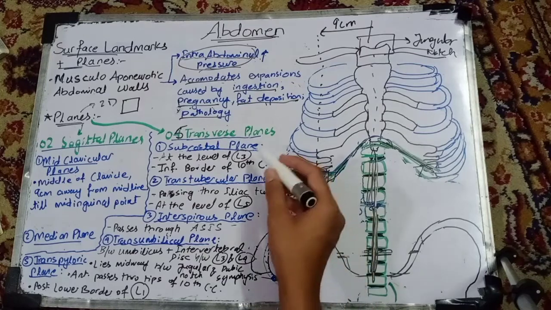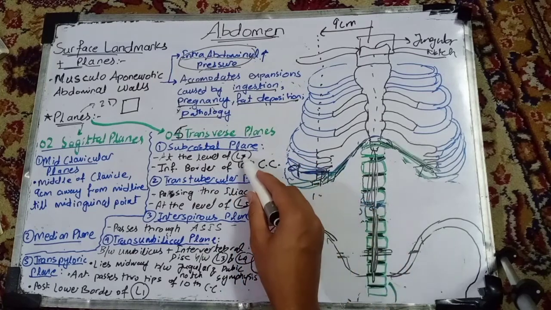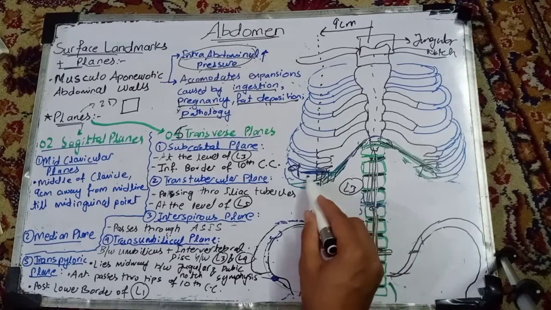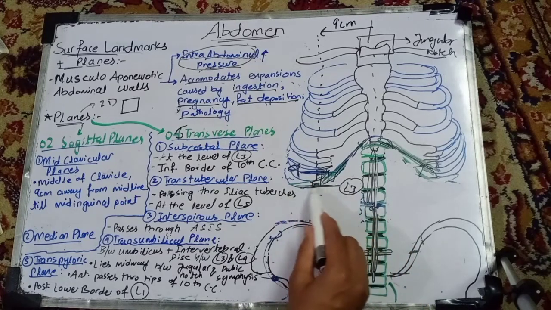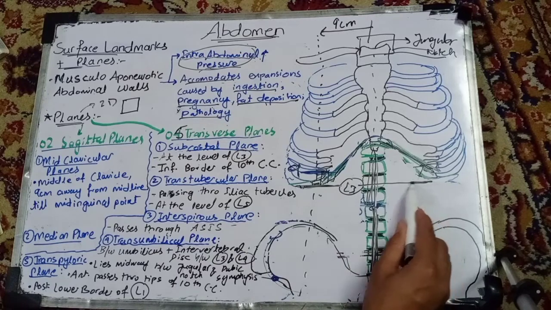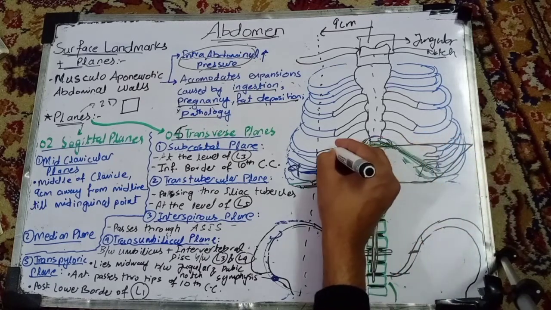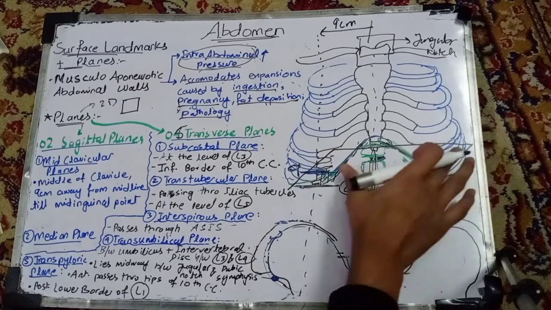So number 1 is the subcostal plane. The subcostal plane lies at the level of L3. So if there is an L3 vertebra, at the level of the L3 vertebra and the inferior border of the 10th costal cartilage, you will have the subcostal plane. If I draw the subcostal plane here, it will be like this.